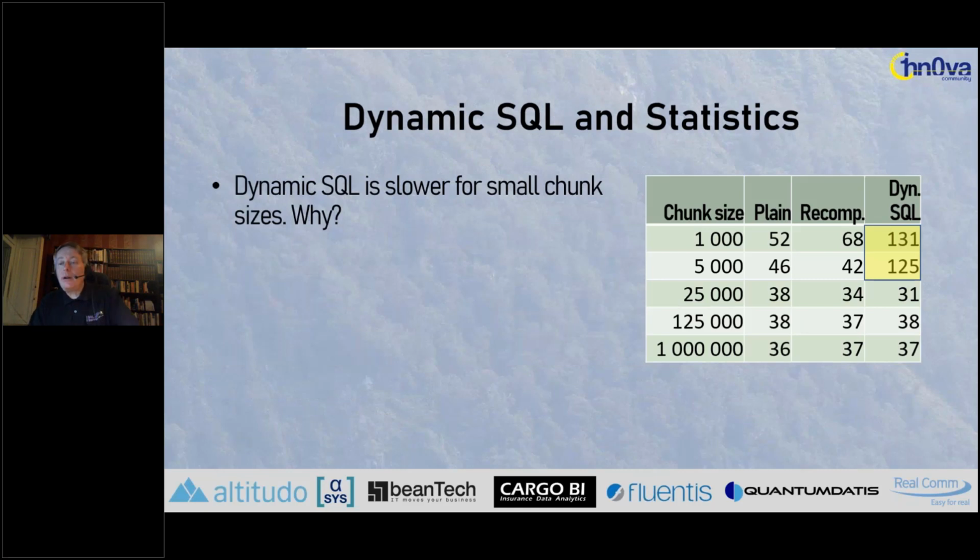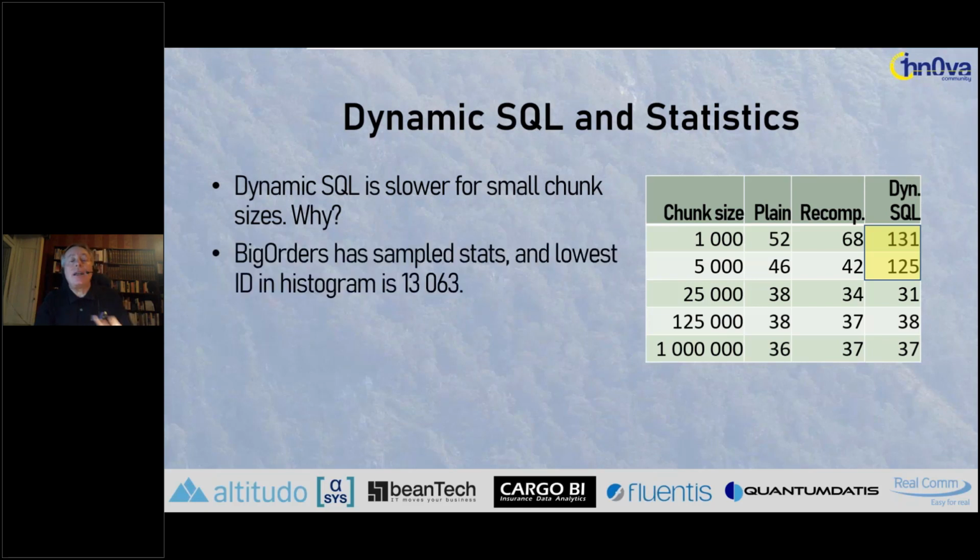And for the smaller chunk sizes, now dynamic scale is a lot slower. That got me surprised, had me scratching my head. What was going on? But eventually I found the answer. Turned out that for the big details table, my statistics had been created with full scan, so they were perfect. But here I had sample statistics, and the lowest ID in the histogram was 13,063.